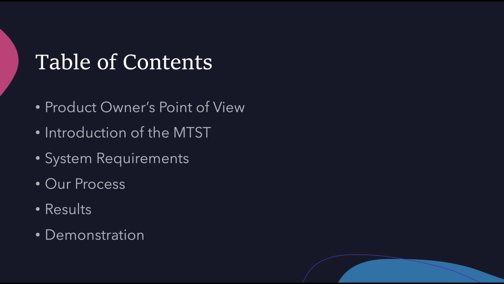We will then introduce you to the MTST, the physical machine, such that you have an impression of how it looks, how the different hardware components interact with each other, and how it operates. We will then move on to the system requirements, which are the requirements that we, together with the product owner, came up with. We will then cover the process on how we approached each of the requirements and what we came up with. And then finally, we will display the results of the system that we designed. Finally, we will demonstrate the actual digital twin.